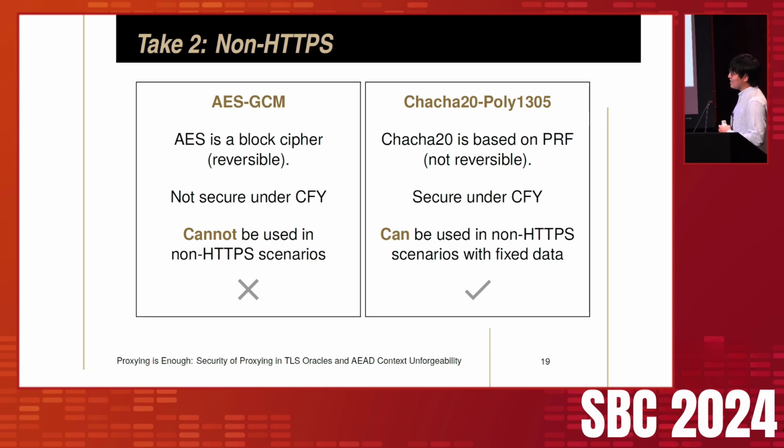Therefore, AES-GCM cannot be used in non-HTTPS scenarios, even with fixed data, because we're still able to come back given some fixed data and try to derive a new key that gives a new plaintext. But for ChaCha20, because we cannot actually come back from the fixed data, it turns out it can be used in non-HTTPS scenarios, given that our data is fixed.